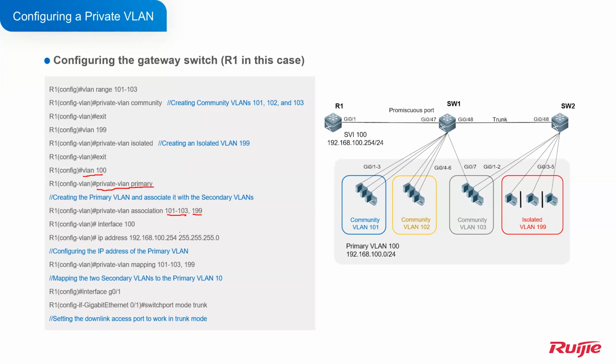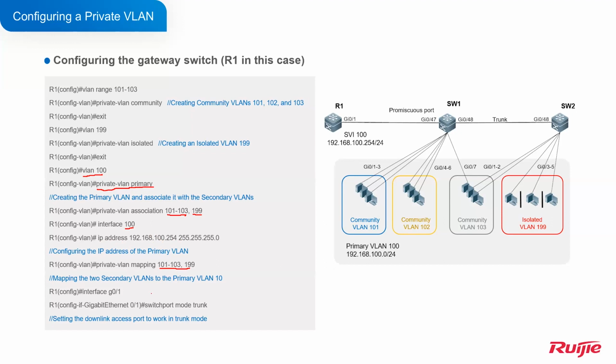So we have associated VLAN 100 with the secondary VLANs, which are VLAN 101, 102, 103, 199. Okay, and next is the configuration of the gateway. Interface VLAN 100, IP address 192.168.100.254, and the mask is shown here. So this is the IP address of the primary VLAN, and at the same time it's a gateway, right? And the next, private-vlan mapping 101 to 103, 199. So we are mapping the secondary VLANs to the primary VLAN 100.